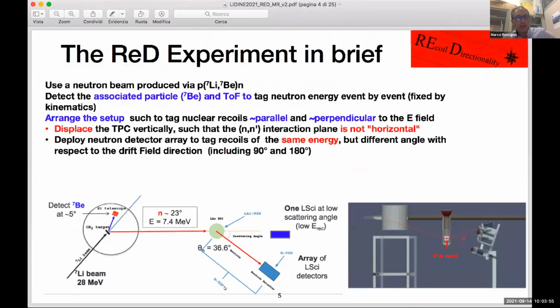So this is a slide I will not have time to go through, just to say that this experiment has been conducted at the INFN Laboratori Nazionali del Sud in Catania using a lithium beam of 28 MeV that would produce, on a polyethylene target, a monochromatic neutron that will allow tagging, with several other detectors, argon recoils which are perpendicular or parallel to the electric drift field.